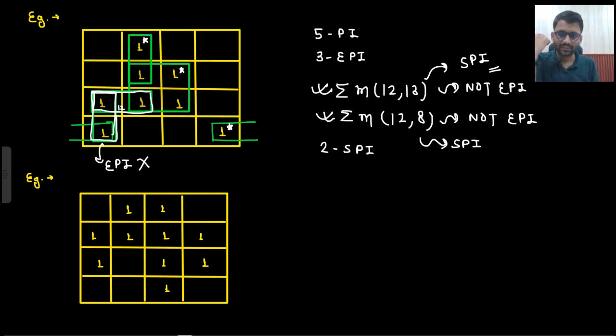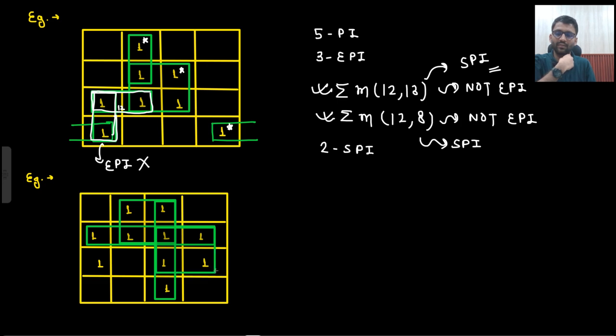Let's check more examples. First, I will make quads. 1 quad, 2 quad, and 3 quad. Directly I can see more quads, yes. 4 quad and 5 quad. All are quads only, so no pairs are there.